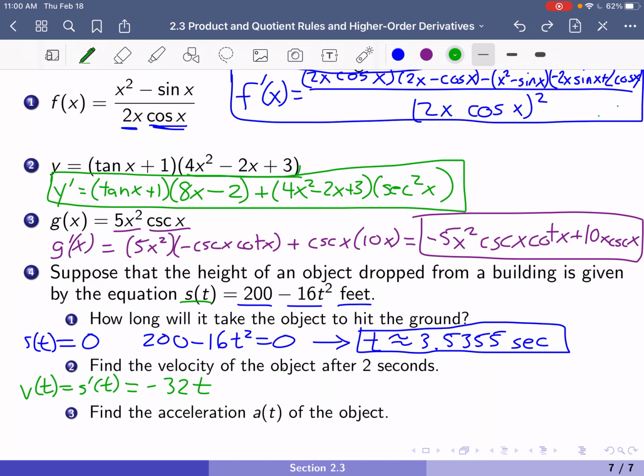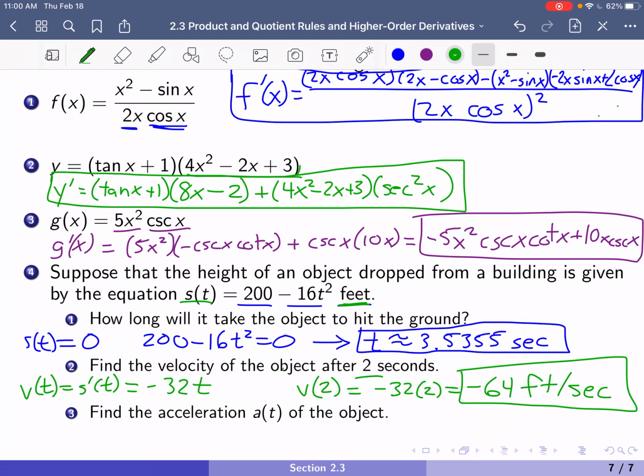Now we want to know specifically what is the velocity after 2 seconds. So after 2 seconds, the velocity is negative 32 times 2, negative 64. The units on this, those were in feet per the unit of time, second. So feet per second. The velocity is negative 64 feet per second.